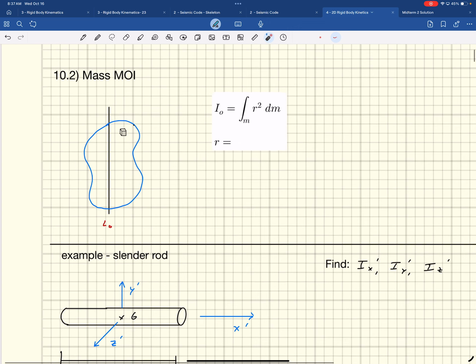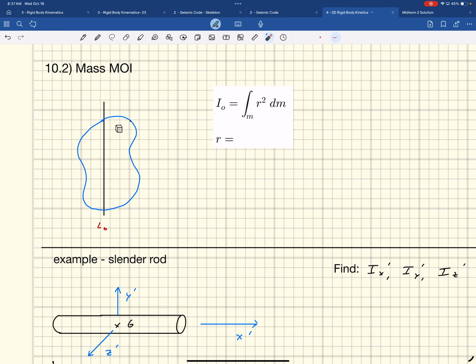So what it is, we have a little dm, and we're trying to calculate the moment of inertia about an axis. So this is the axis right here, and then this big blob, and then there's this little differential mass in there that we're going to have to integrate. And the distance between this axis and the center of this dm, this is what r is. We've just defined it as r squared dm, and you can imagine there are these little dm's all over the place. So this integral would take into consideration all of those things, okay? And r is the perpendicular distance.